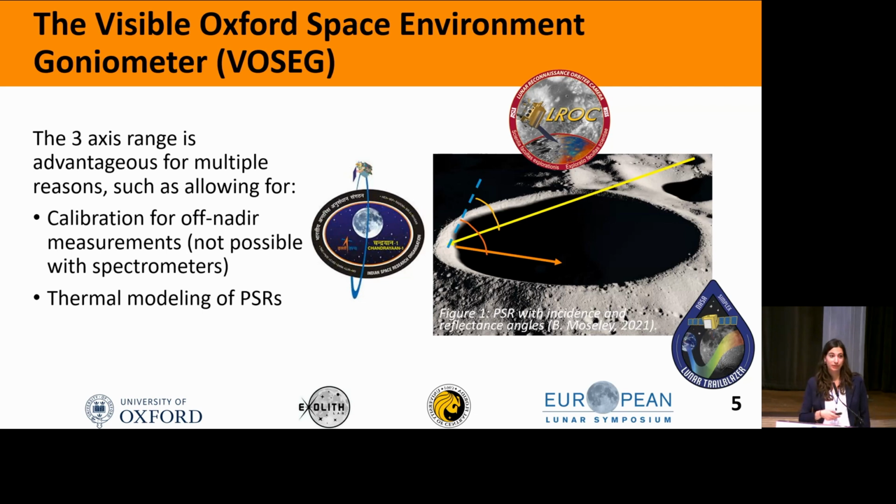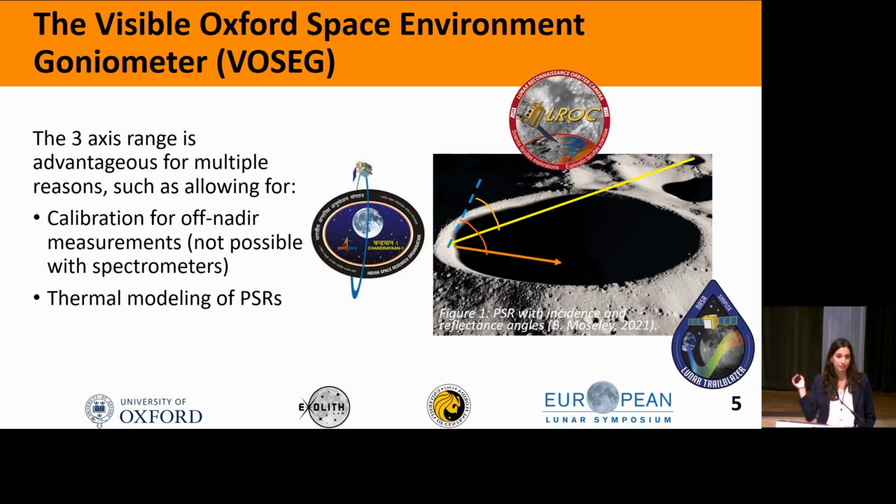Most of your standard spectrometers in the lab measure only from nadir, but it is interesting to be able to measure things from an off-nadir angle, because it's something that we do on the Moon. It's done by LROC, it's done by Diviner, it will be done by future missions. And so being able to do it here on Earth allows for calibrations of these instruments for future and past missions. And we've heard a lot about PSRs.